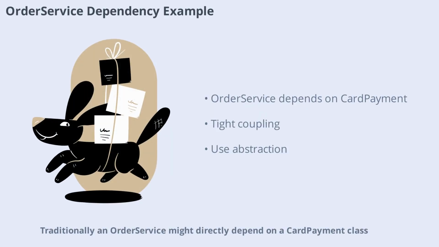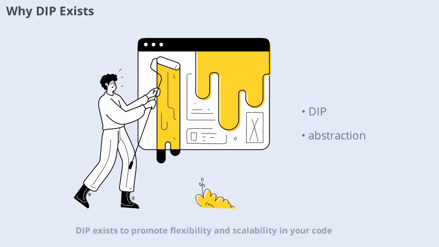Traditionally, an order service might directly depend on a card payment class. This creates a tight coupling between the two, making it hard to add new payment methods or change existing ones. By introducing a payment service abstraction, order service can depend on the abstraction, and different payment methods can be implemented independently. DIP exists to promote flexibility and scalability in your code.